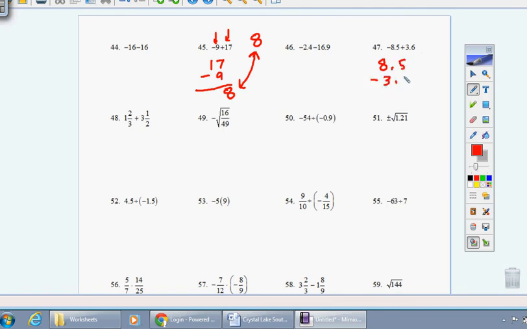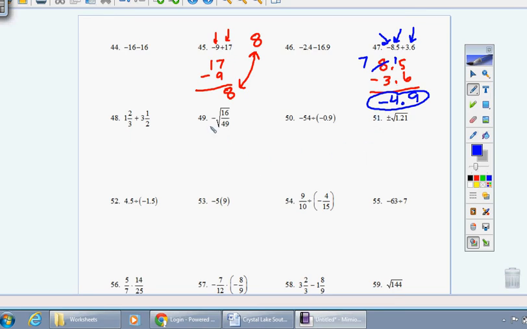8.5 minus 3.6. Okay, so remember, 5 minus 6, you can't do it. So you cross off the 8, make that a 7, make that a 15. 15 minus 6 is 9, and 7 minus 3 is 4. Keep the decimal where it's at. So I have 4.9, and I keep the sign of the bigger number. So what's bigger, 3.6 or 8.5? Well, 8.5 is bigger, so my final answer is going to be negative 4.9.